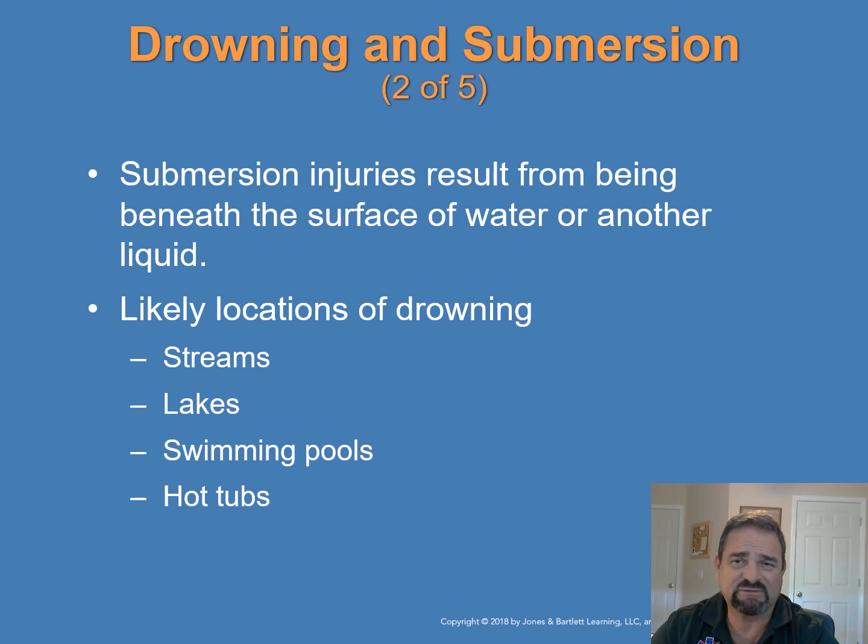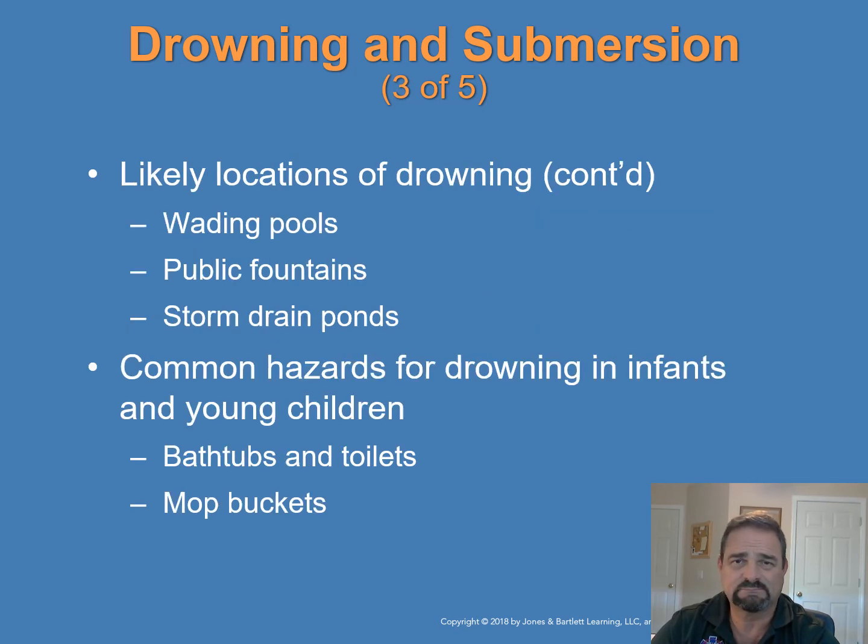Submersion injuries also result from being beneath the surface of water or another liquid. Likely locations of drownings include streams, lakes, swimming pools, and hot tubs. Also, wading pools, public fountains, storm drain ponds, the beach, those kind of things. The following hazards are also hazards for drowning of infants and young children that are present in just about every household. Bathtubs, toilets, mop buckets. Young children can drown in liquids as shallow as 6 inches. 6 inches, folks.